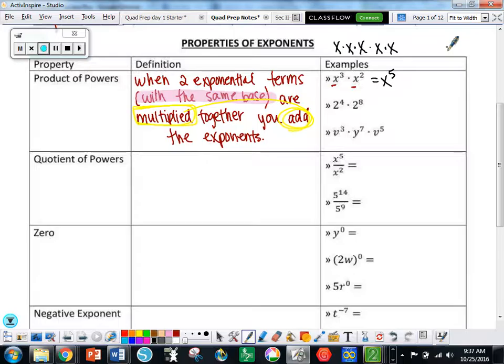So looking at the next one, 2 to the 4th times 2 to the 8th is the same thing as saying 2 to the 12th. But 2 to the 12th is a number, right? You could plug it into your calculator. What do you get?